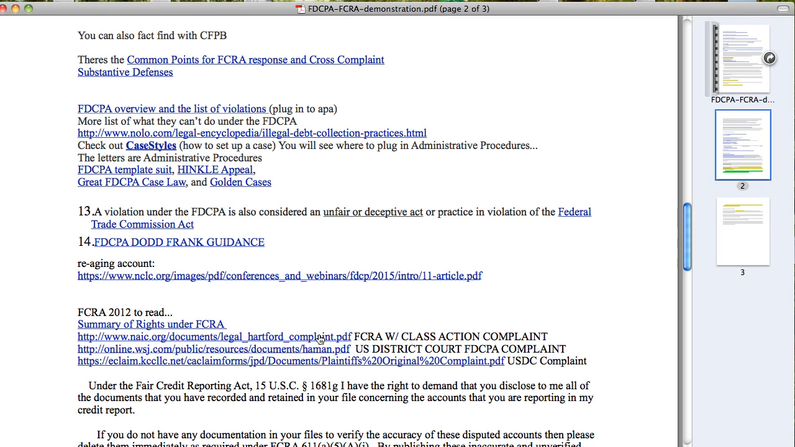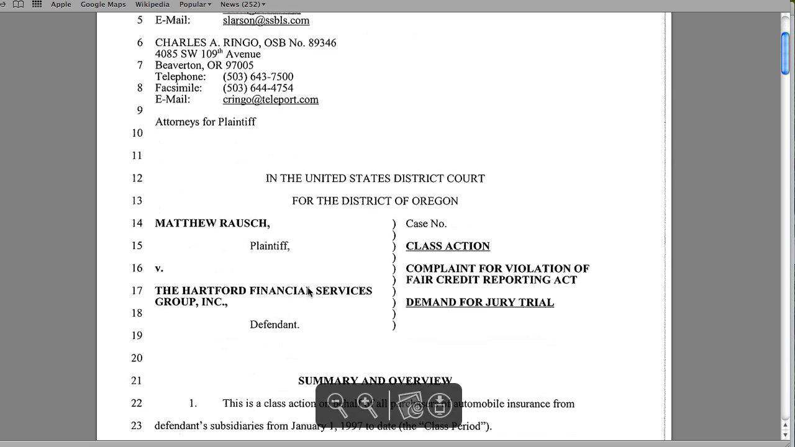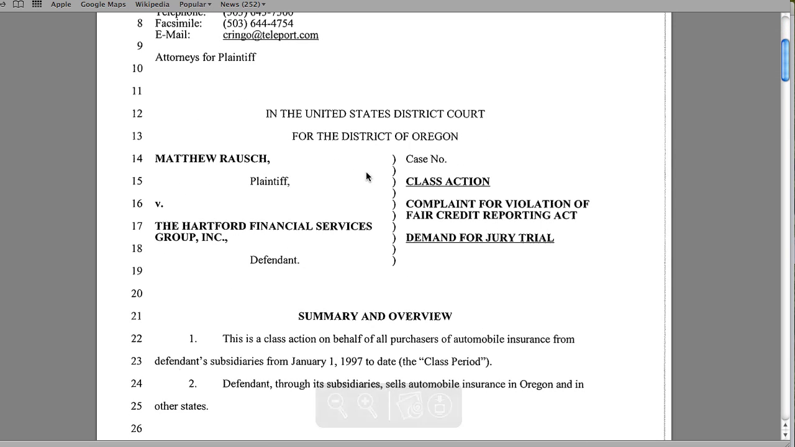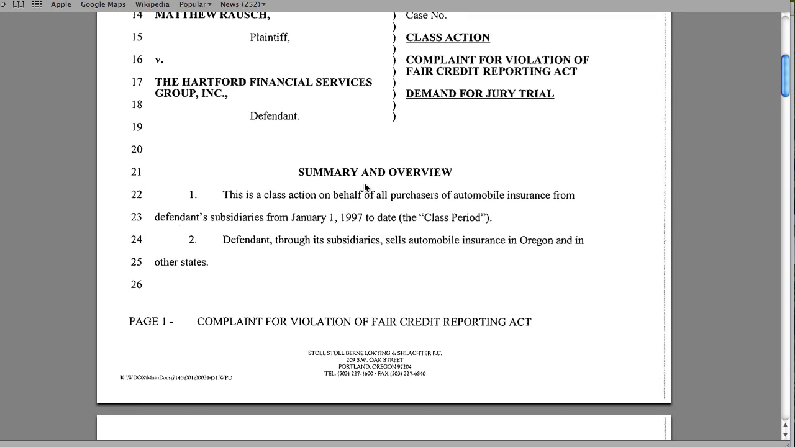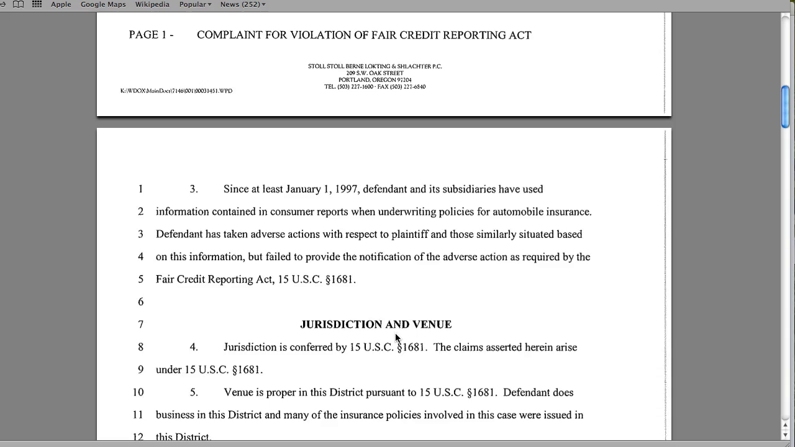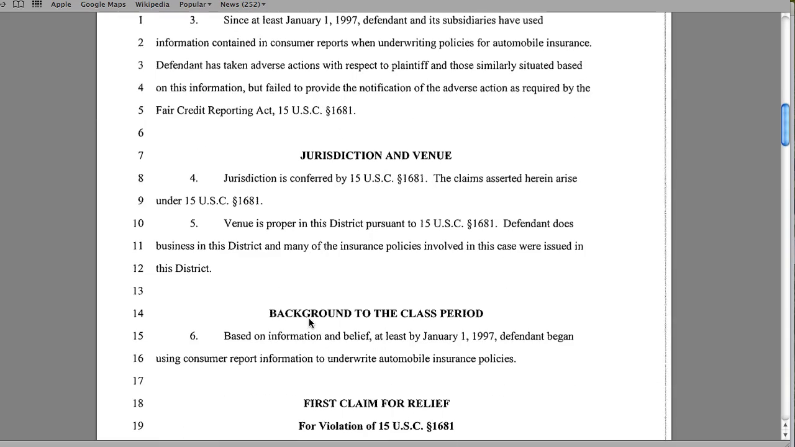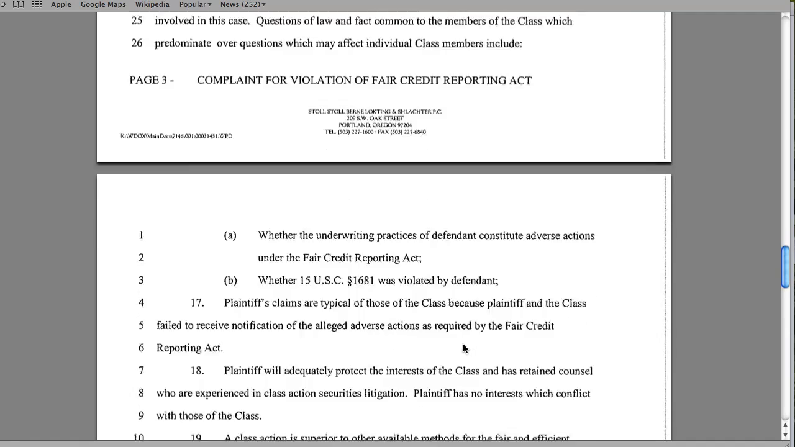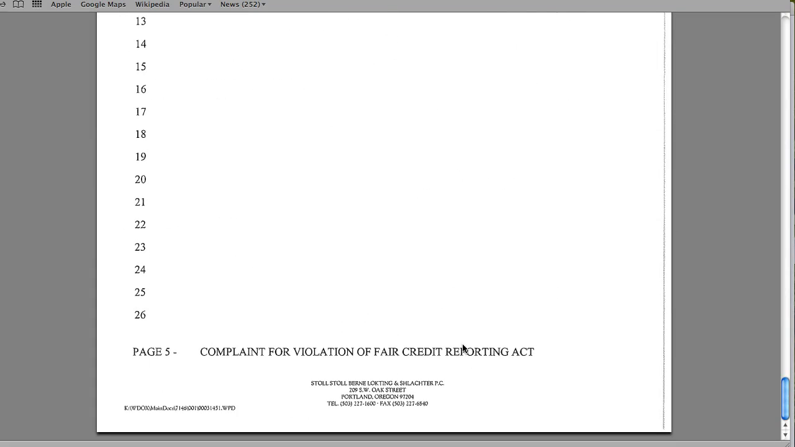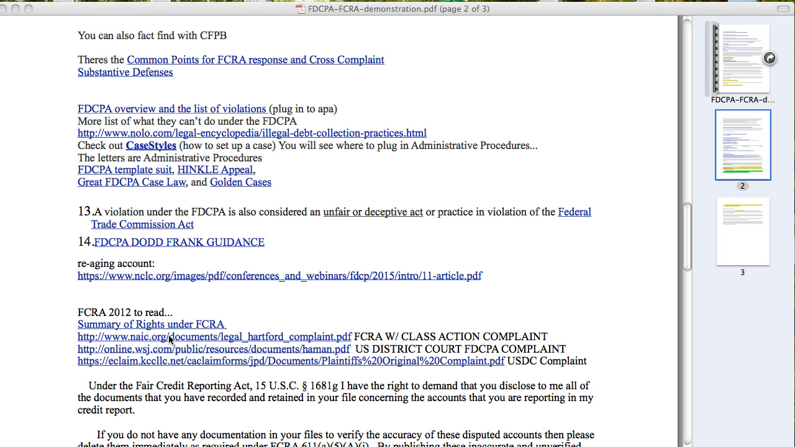Here's another template, Fair Credit Reporting Act lawsuit. Look at that. And they made this kind of like, I guess this was a complaint for violation of the Fair Credit Reporting Act, demand for jury trial. It says class action, but it's really written like a one-person injury. Excellent. I like this summary and overview, jurisdiction and venue. Notice these same things. Background, very short. These are very short to the point because a violation is a violation. So this is how you back them up, right? All the work is right here.